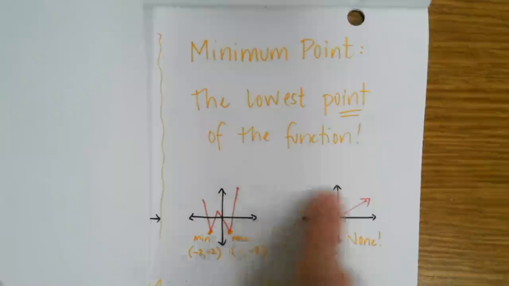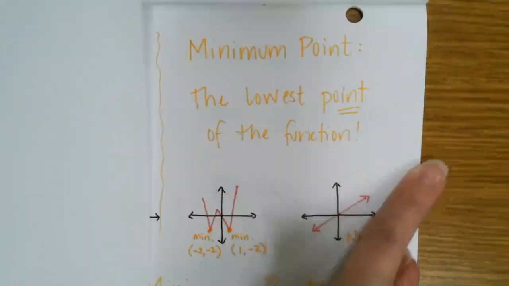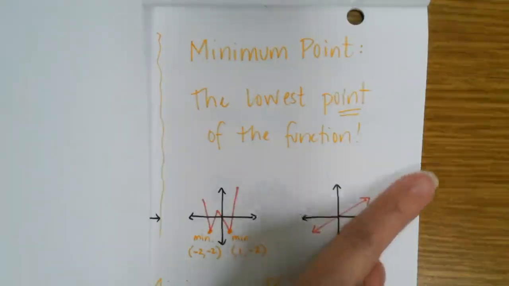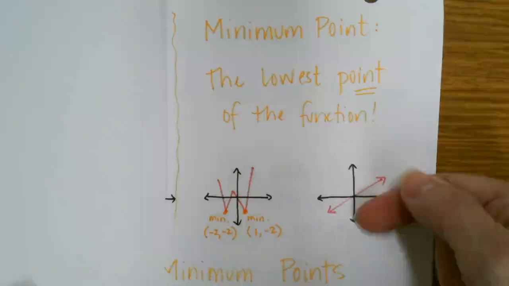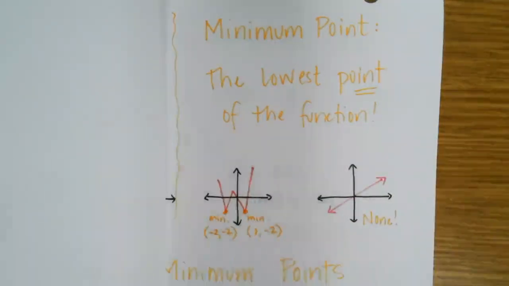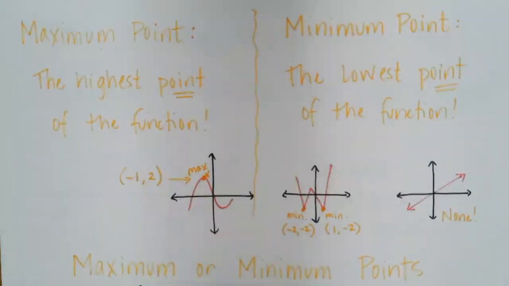And then I put this one right here just to demonstrate that if you had something like a line that's going to continue on forever, there is no highest point. And if we look down this way, there is no lowest point. So it is possible to not have a minimum or maximum point. All right, that takes care of minimum and maximum.